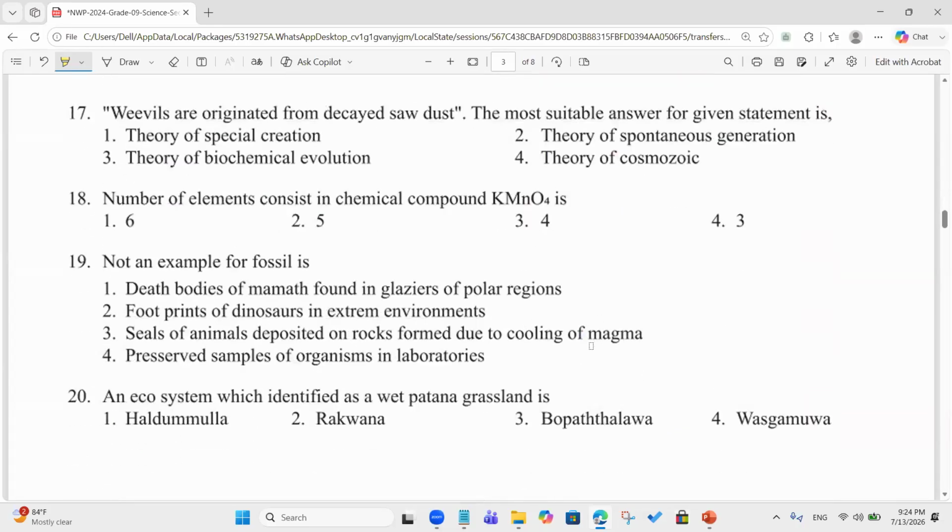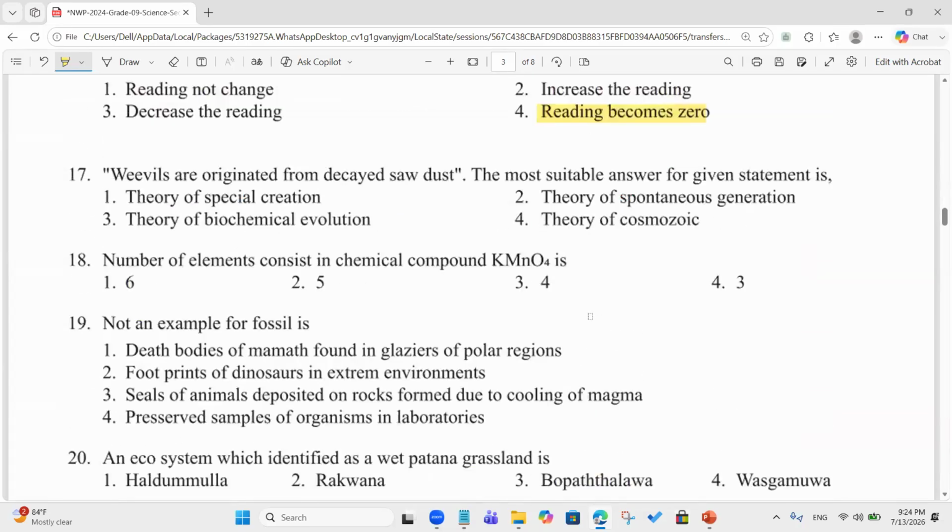Number 17. Weevils originated from decayed sawdust. The most suitable answer for the given statement is... Yes, can you tell me the most suitable answer? You have learned this one in the lesson evolution, right? You learn different theories related to the origin of organisms. There are four main theories. The theory of spontaneous generation. Very good, sir. Right? This is the theory of spontaneous generation. That's correct.